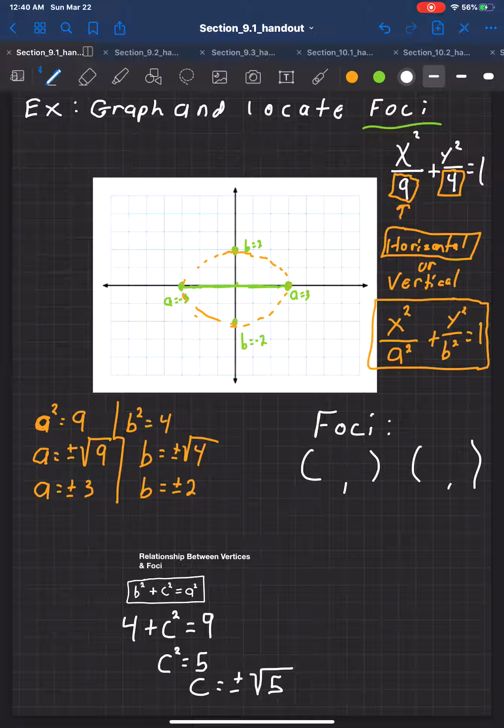Okay, so let's get back up here. You start again at the center of your ellipse. You're going to travel the square root of 5 to the right, and you're going to travel the square root of 5 to the left, right? So the square root of 5 is a little bit bigger than 2. So let's say right here. So this is c, and this is negative c. All right, those are your focal points.